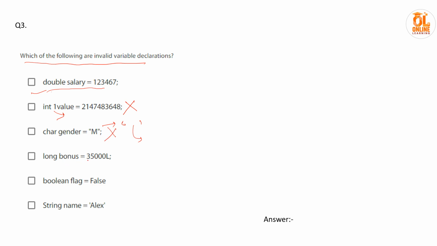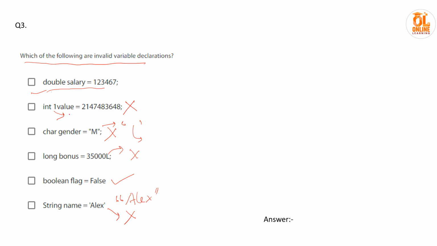Now long bonus is equal to 35,000. Now it is written with a literal L, but we know long means int only, we can only use integer values, but it is not an integer value, so it is also wrong. Boolean takes true or false, so this is right. String name equal to Alex, and string takes a group of characters, so it should be written in double quotes, but it is in single quotes, so this is also wrong.